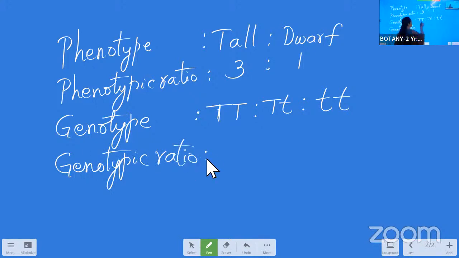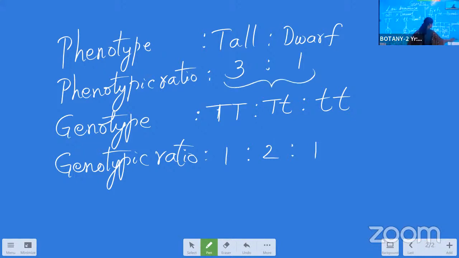How many plants with the capital T? One plant we can see in the Punnett square picture, and two plants with the capital T and the small t. That is a 1:2:1 here. Okay. And here, what we have said, phenotypic ratio 3:1.